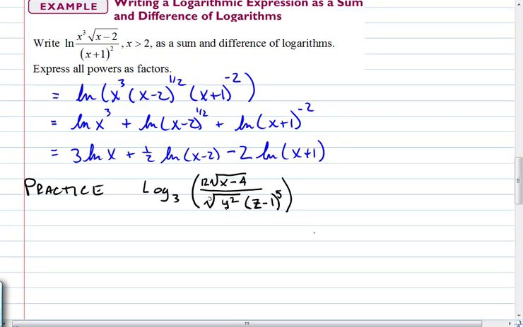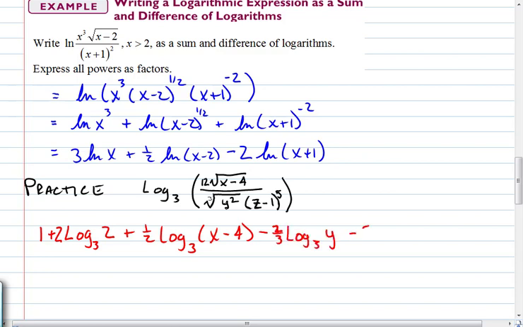No, it's not. The question was, is z minus 1 to the fifth under the radical, and the answer is no. Okay, I'm going to write out the answer, and if you got it, great. If not, we need to talk about it. So this is going to be 1 plus 2 log base 3 of 2 plus 1/2 log base 3 of x minus 4 minus 2/3 log base 3 of y minus 5 log base 3 of z minus 1.